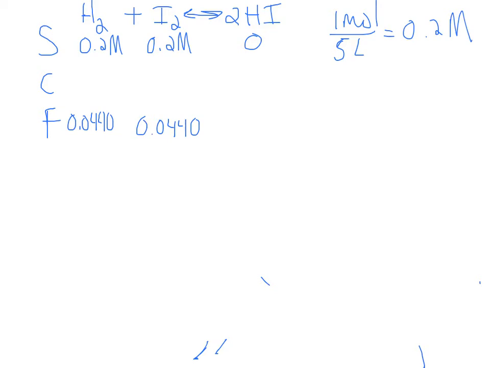So basically 0.25 minus 0.0440 gives us 0.156. Put a negative sign just so we know that we lost some of that.